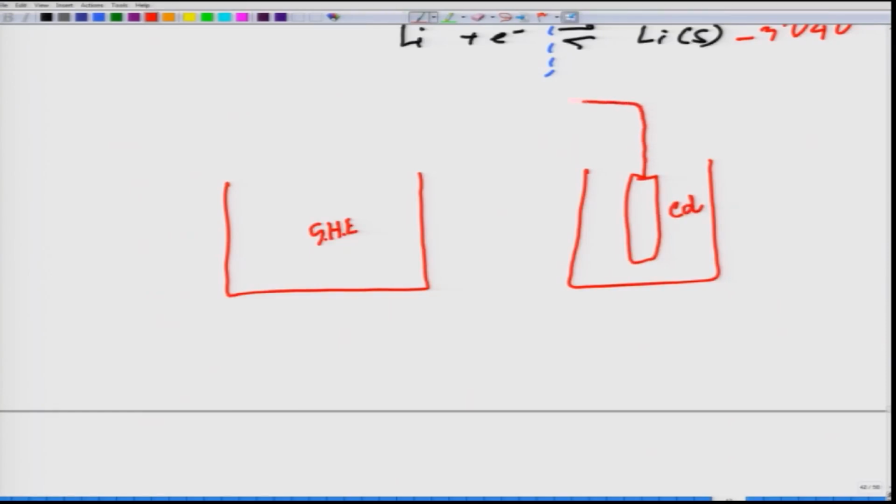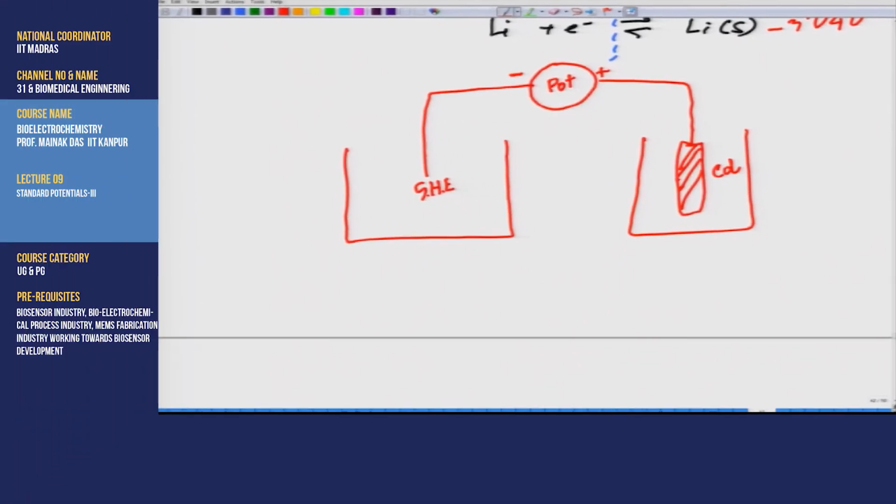Now we wanted to measure the cadmium. The standard hydrogen electrode is attached to the negative terminal of the potentiometer, and this is the positive side. Okay. So now what will happen? By the convention, the left hand side is a platinum electrode attached to the negative reference terminal of the potentiometer, and the right hand electrode is attached to the positive terminal.